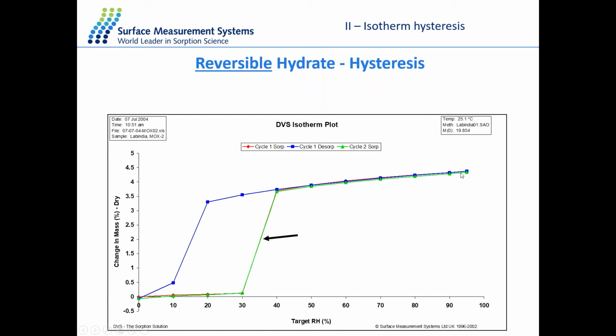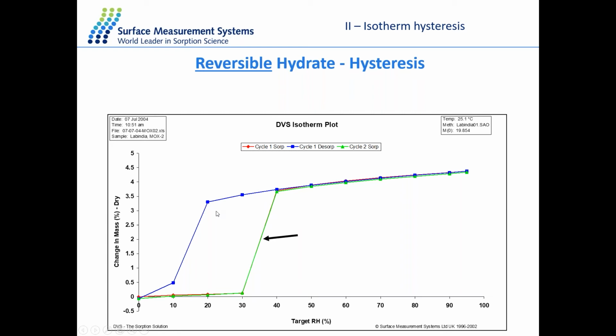Again, when we try to dry the sample, we have again a critical condition. Now, the interesting thing, and this is particular for hydrates and solvates, is that the critical relative humidity for the drying process to go back to the anhydrous form is different compared to the absorption cycle. So in the absorption cycle, my critical value is at 30%, and the desorption cycle is around 20%.